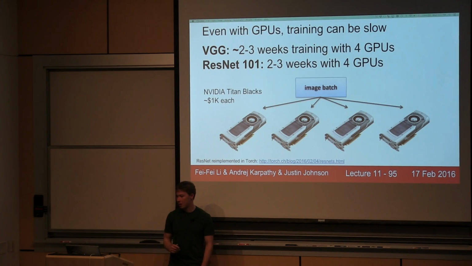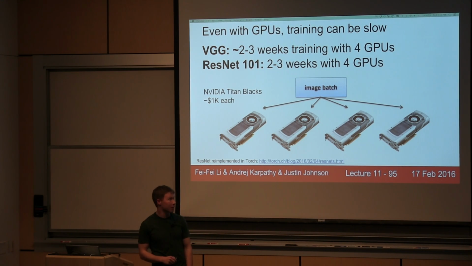But the problem is that even once we have these really powerful GPUs, training big models is still kind of slow. So VGGNet was famously trained for something like 2 to 3 weeks on 4 Titan Blacks, and those aren't cheap. And there was actually a re-implementation of ResNet recently. There's a really cool blog post describing it here. And they actually retrained the ResNet 101 layer model, and it also took about 2 weeks to train on 4 GPUs. So that's not good.